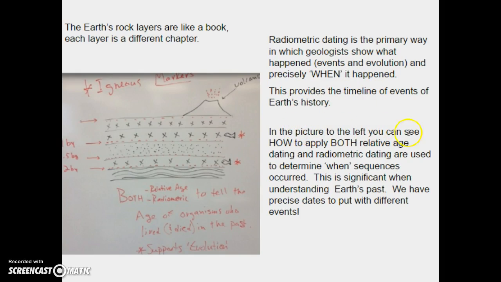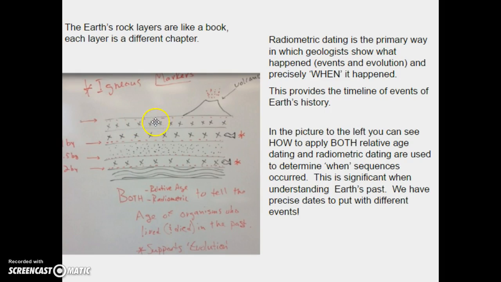So in the picture to the left, you can see how to apply both relative age dating and radiometric dating and how they are used to determine when sequences occurred. This is significant when understanding Earth's past. We have precise dates to put with different events. Both relative age and radiometric dating tell the age of organisms, when they lived, when they died. Essentially, this is supporting evidence of evolution, of a very grandiose idea of how and why complex organisms exist and where we came from.